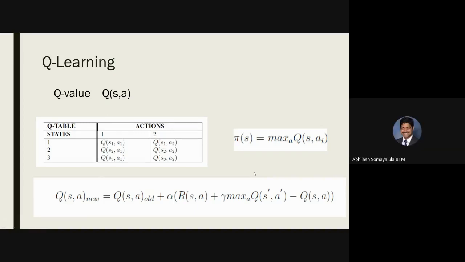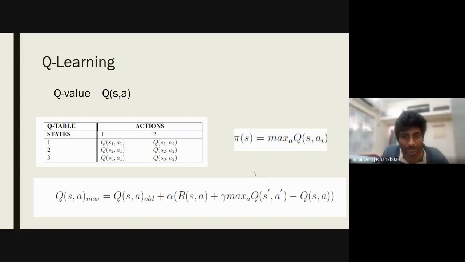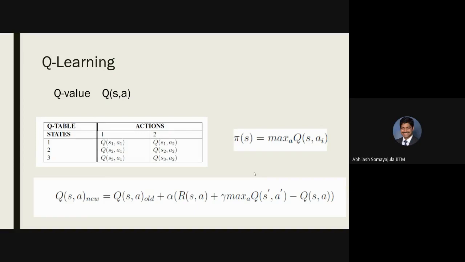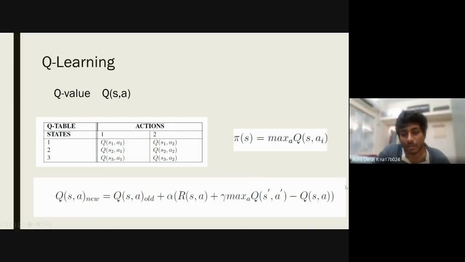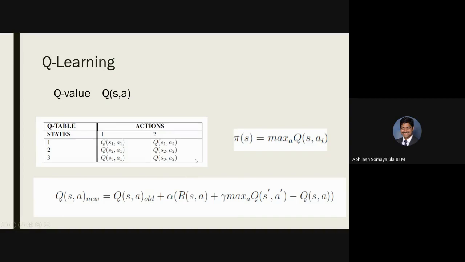The state, the reward it gets when it takes an action A from state S. Yes, the reward it gets. And eventually it will land up in S prime. Right? And what does this max A mean? While calculating Q values, I'm considering the Q value of the next state corresponding to the action, the maximum Q value. That is the maximum Q value of the next state.